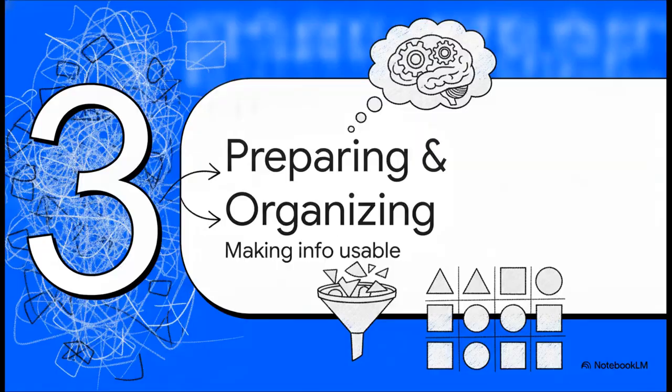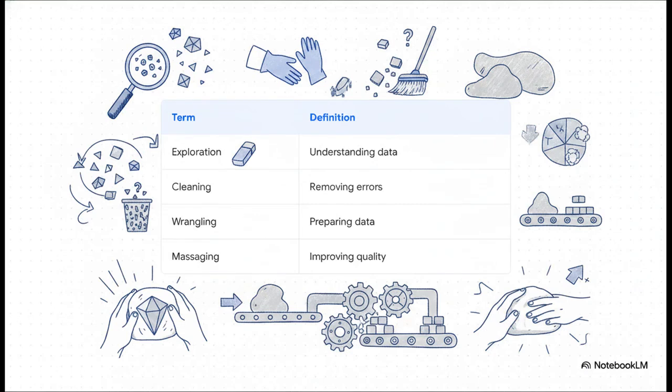Section 3. Preparing and organizing data. Making information usable. All right, this is where we really roll up our sleeves. Data exploration means understanding your data before analysis. Really looking closely to spot patterns. Once we see what we're dealing with, we have to tidy up. Data cleaning involves removing errors from the data, like fixing mistakes and filling in missing values. Then we get to the heavy lifting. Data wrangling is preparing that data for analysis by organizing and transforming it. And similarly, data massaging means improving the quality of the data, basically tweaking it into a much better format for analysis.